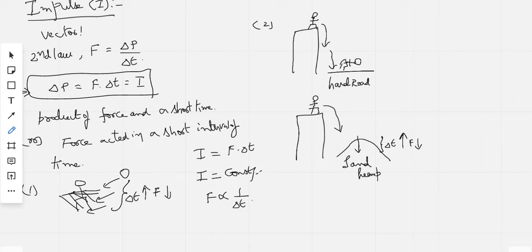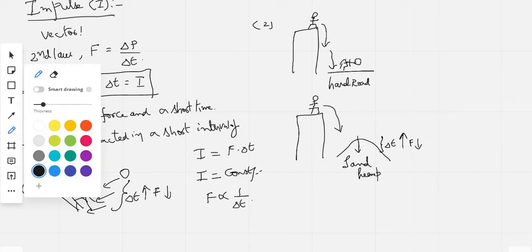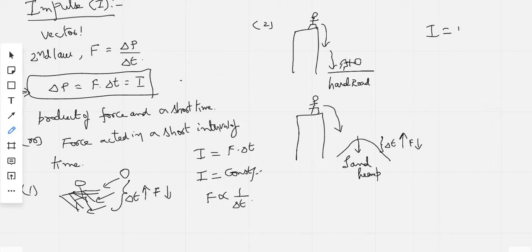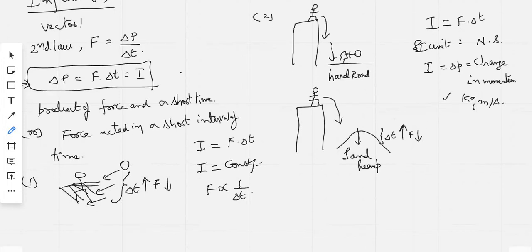Okay, so once again, if we see the formula, impulse I equals force into time. With that formula, we can say that the SI unit of impulse is force into time, so it is Newton second. But of course, you need to remember that impulse is also delta P, which is the change in momentum. That means impulse can also be expressed in the unit of momentum, which is kg meters per second. So the SI unit of impulse is Newton second, or it can be kg meters per second.